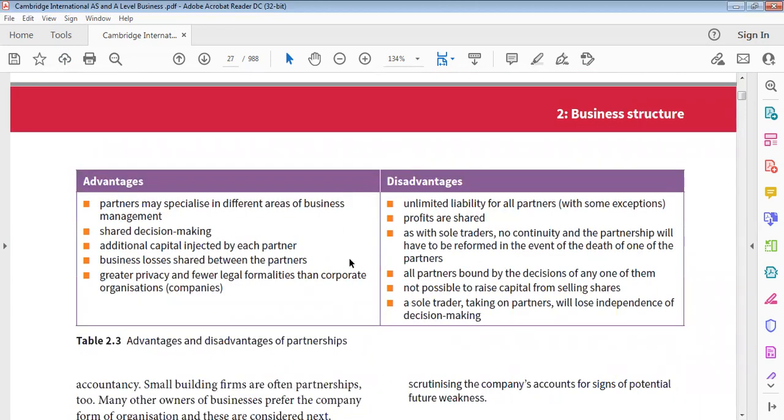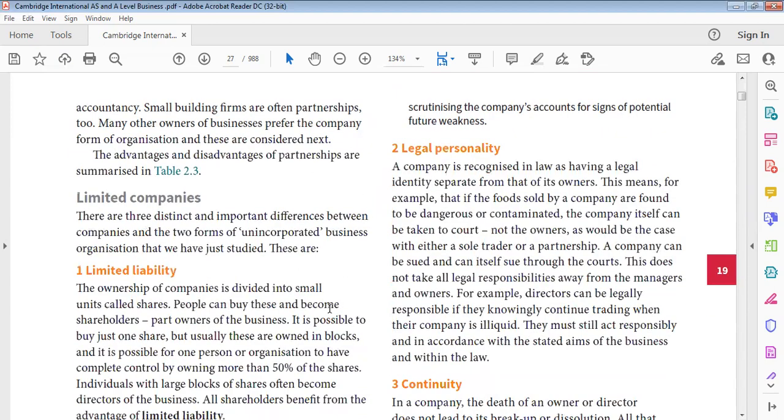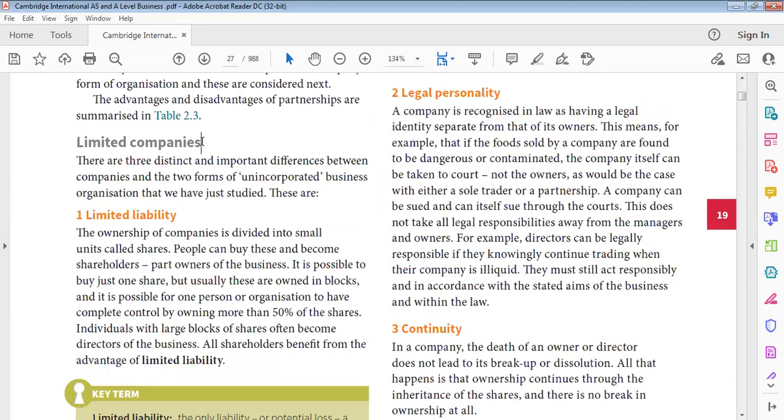Okay, there are even more advantages and disadvantages, but these are really self-explanatory. All right, you can just go through them. If you don't understand specific things, you can just send me a snapshot. All right, sure.